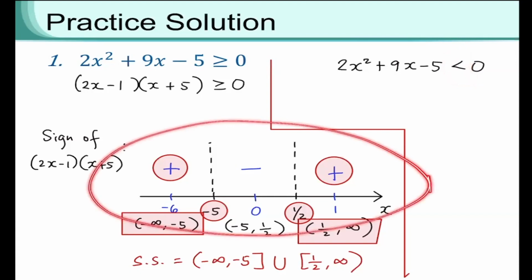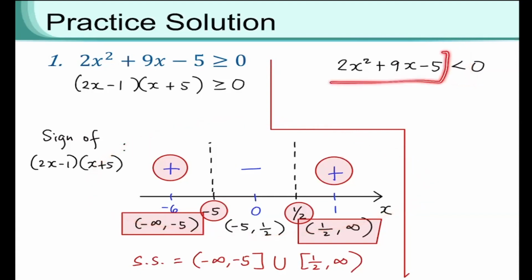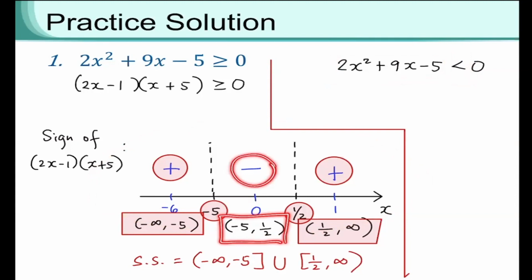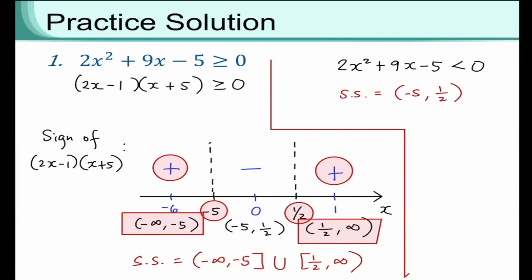So the x values that will make this left-hand side equal to 0 are these x values, okay? You have to choose the negative sign. So the solution for this problem, the solution set, is just the open interval (-5, 1/2).